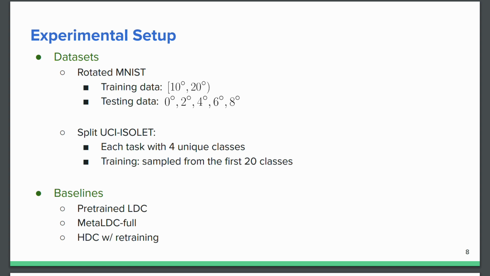As for the baselines in our work, we use 3 baselines. One is a pre-trained LDC. So the pre-trained LDC just uses standard supervised learning to train the LDC classifier. But in the fast adaptation stage, we also update the last layer to test its performance. Another one is called MetaLDC full. So MetaLDC full uses exactly the same training algorithm as I showed before, but on the evaluation stage, when it fast adapts to the new tasks, we would fine-tune all the layers rather than the last layer. And the last one is the HDC with retraining. So the HDC with retraining is a hyperdimensional classifier, but we would retrain the HDC classifier if there are errors in the training process.